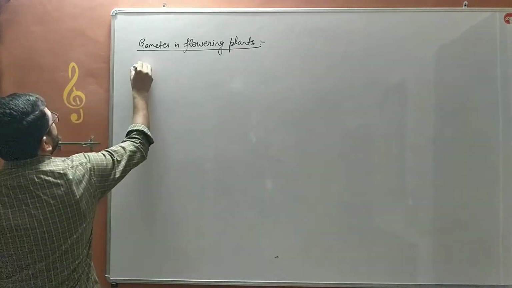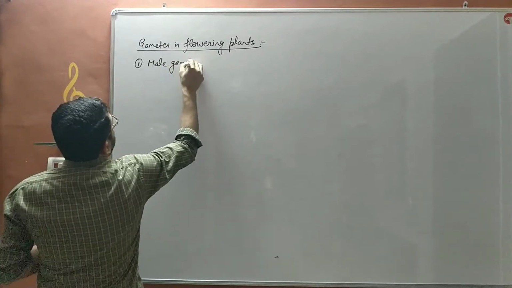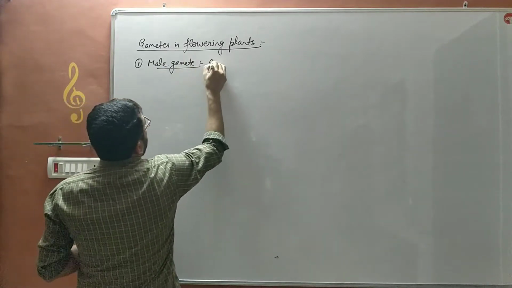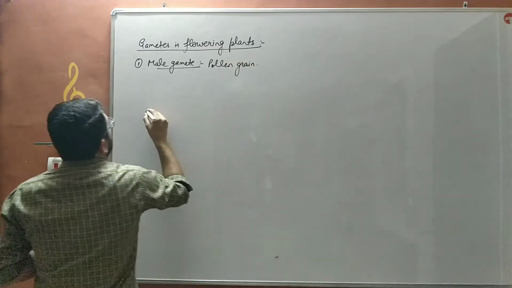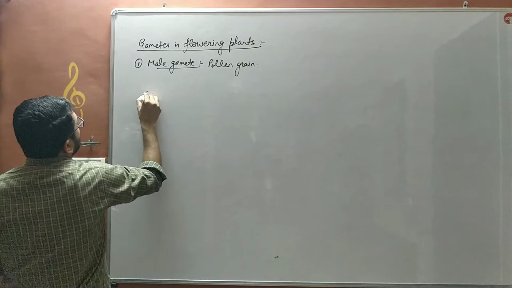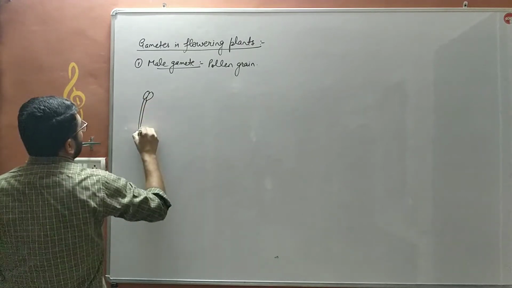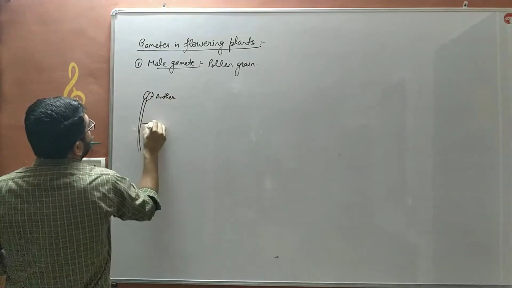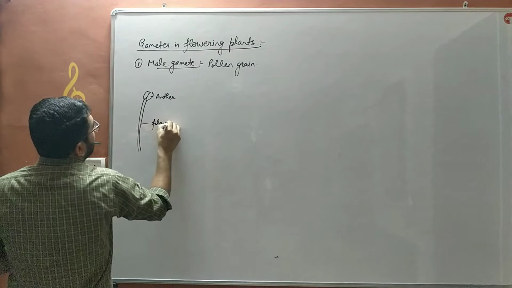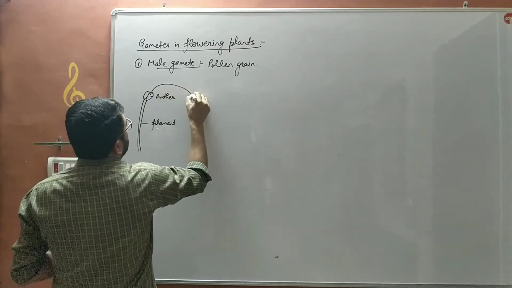First we'll discuss the male gamete, that is pollen grain. Pollen grain is produced in the bulb-like structure of stamen, that is anther, which lies over a stalk-like structure, filament. Now we observe a cut section of it.